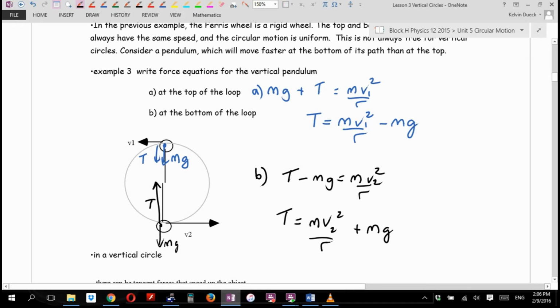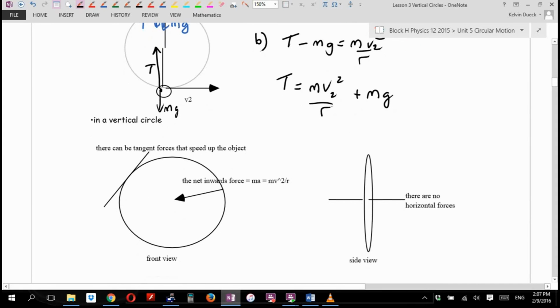Just looking at those two equations, where is the rope more likely to snap? At the top or at the bottom? Why? Because at the bottom you're adding mg, tension is larger. At the top you're subtracting mg, tension is smaller. And in hindsight that seems pretty obvious. Yeah, I think at the bottom that's when the forces are the greatest, but for what it's worth there's a lovely proof.